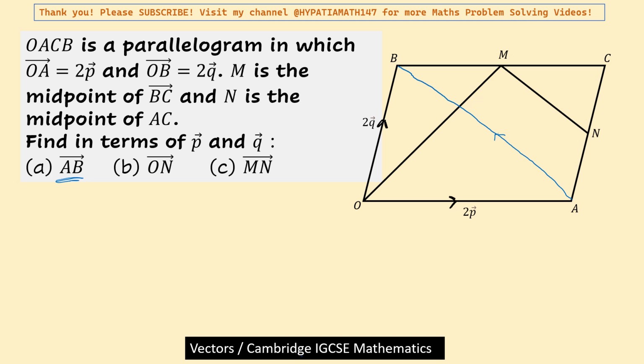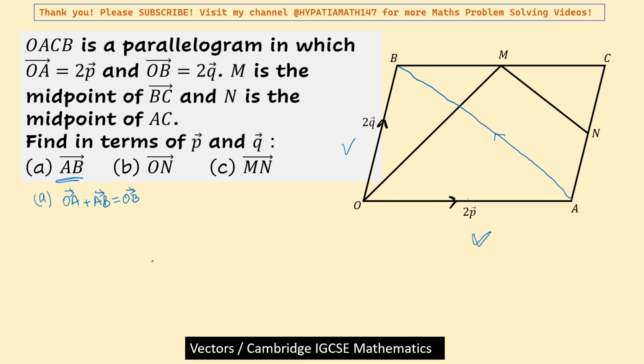Now to find AB, you obviously need OA and you need OB. So you have both OB and OA, so then AB should be easy. For part A, vector OA plus AB is equal to OB. So AB is what we need to find.